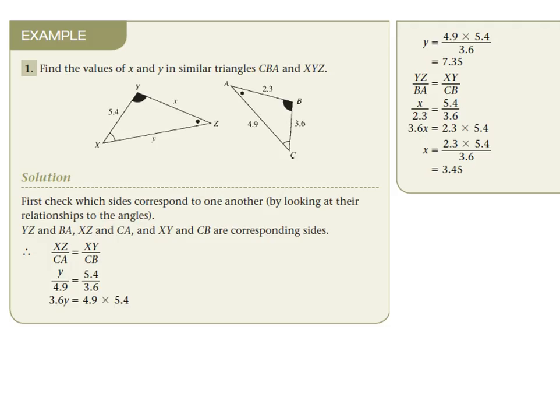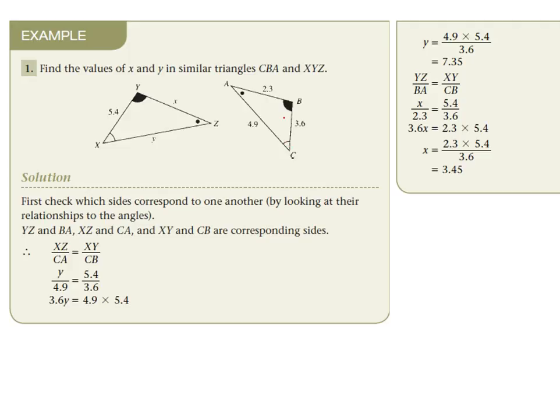Now the first example, you have to find the values of x and y in similar triangles CBA, XYZ. Now in this example we're told that they are similar, so we don't have to prove that they are similar. Now the corresponding angles here are angle Y corresponds to angle B, angle Z corresponds to angle A, and angle X corresponds to angle C. Notice that the order is different. It's as though the triangle's been flipped over, in fact.